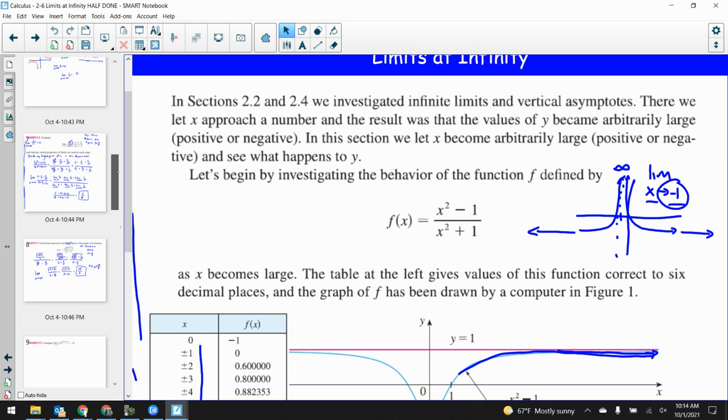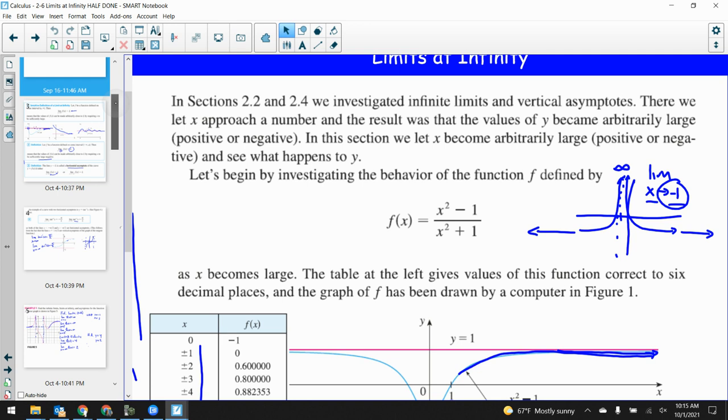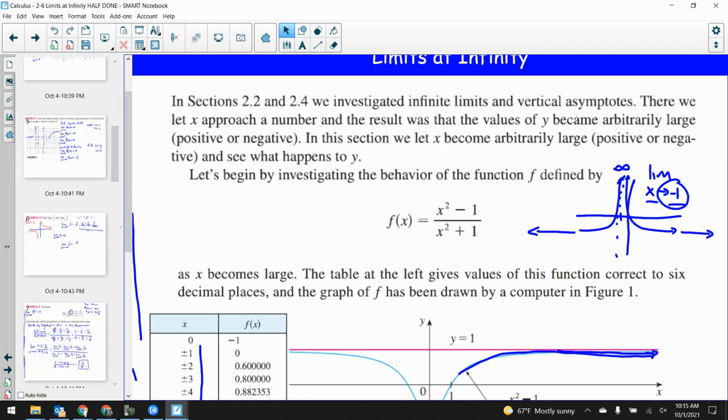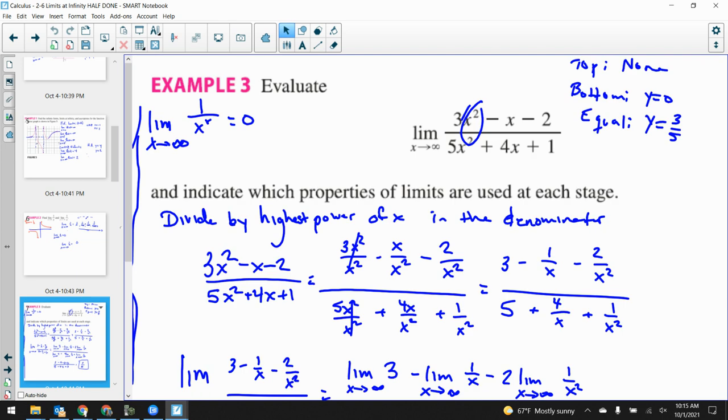We had this technique where we divide by the highest power in the denominator. That is going to be very useful here, for the foreseeable future. Dividing by the highest power of x in the denominator is really going to help us find limits at infinity pretty much every time. The only time this is not useful is when the limit as x goes to infinity also goes to infinity or negative infinity, which we'll talk about a little later on. But for rational functions, this is very, very useful.